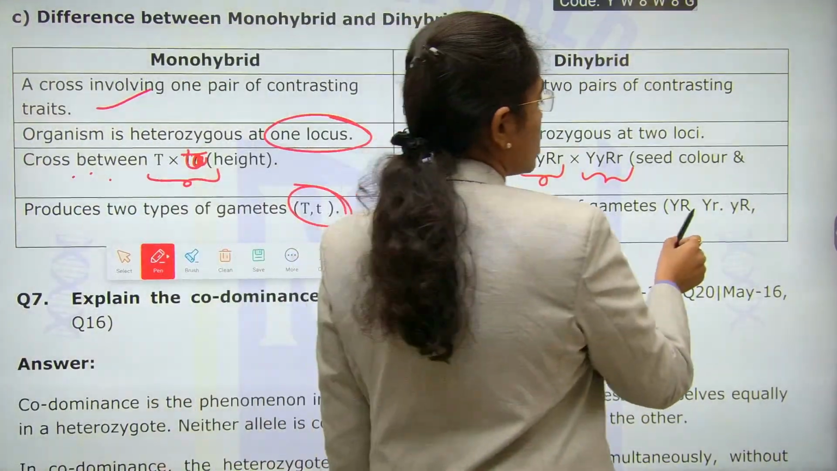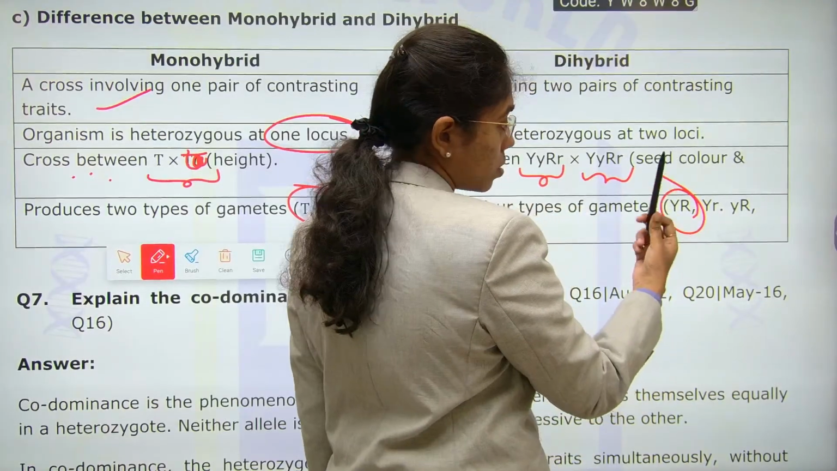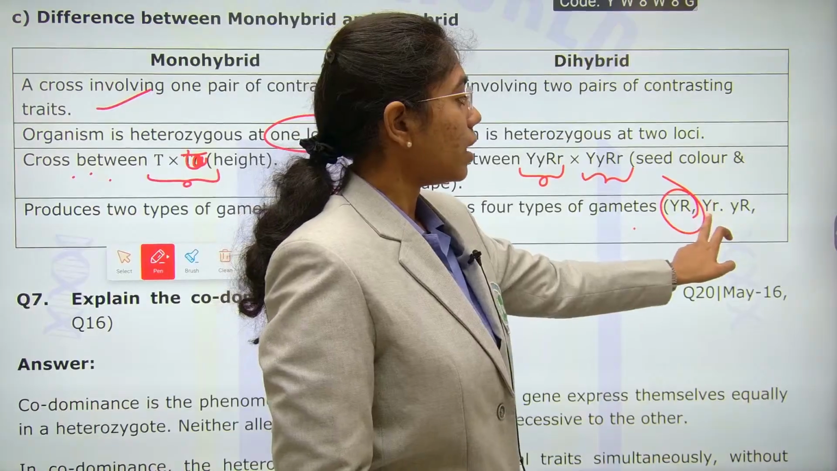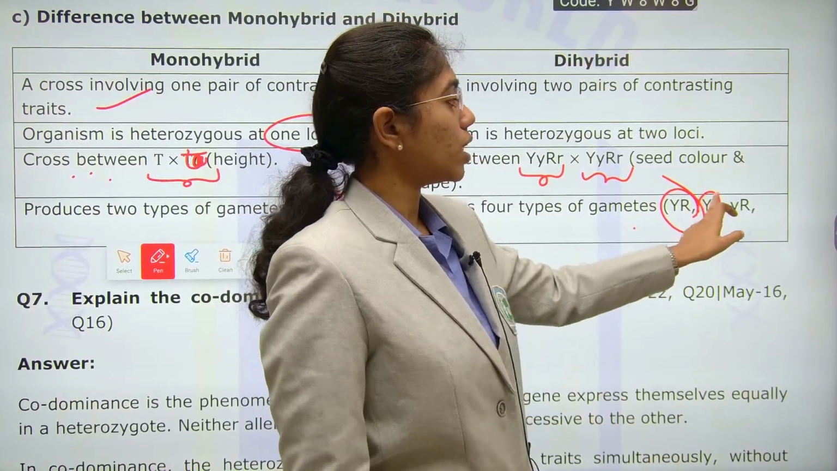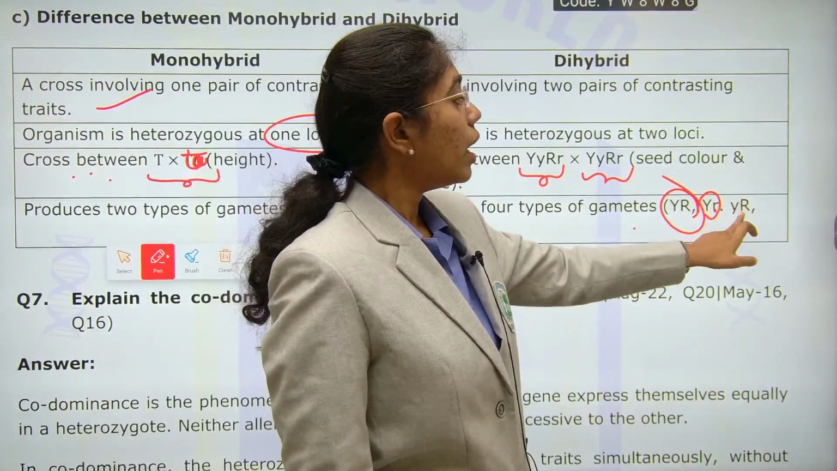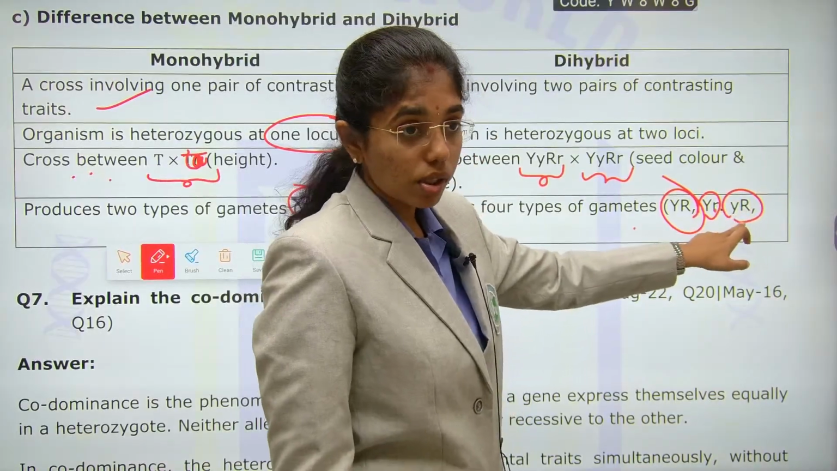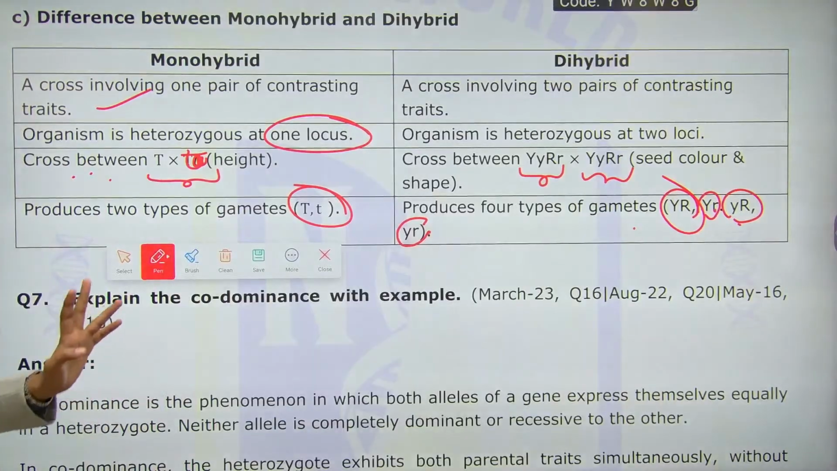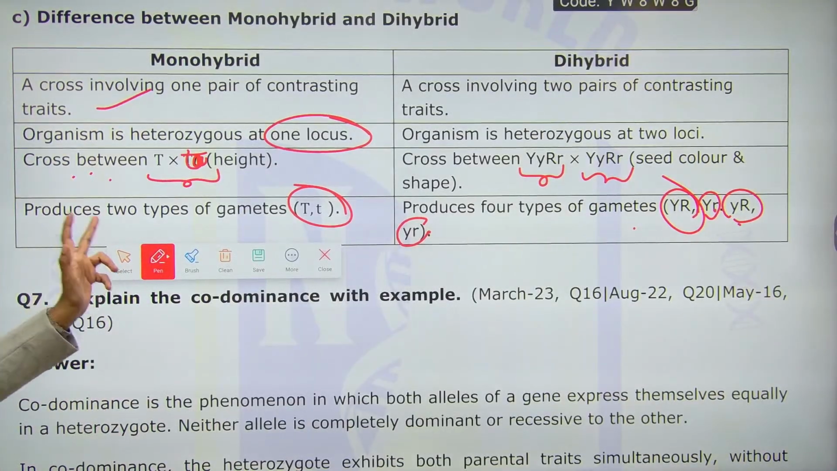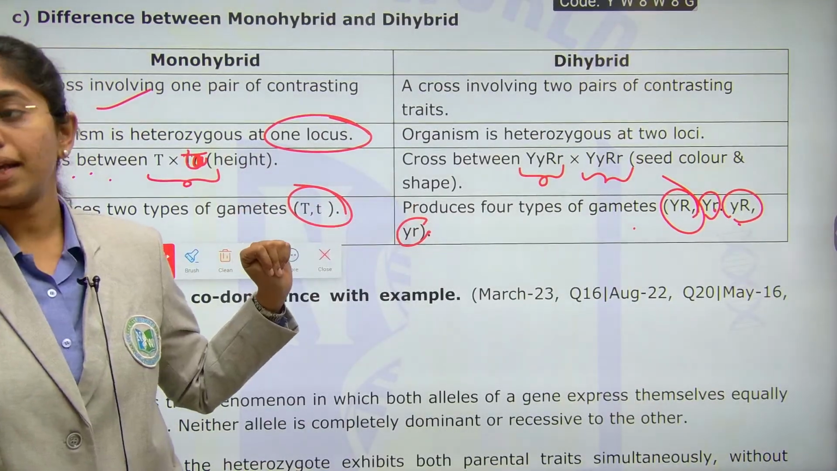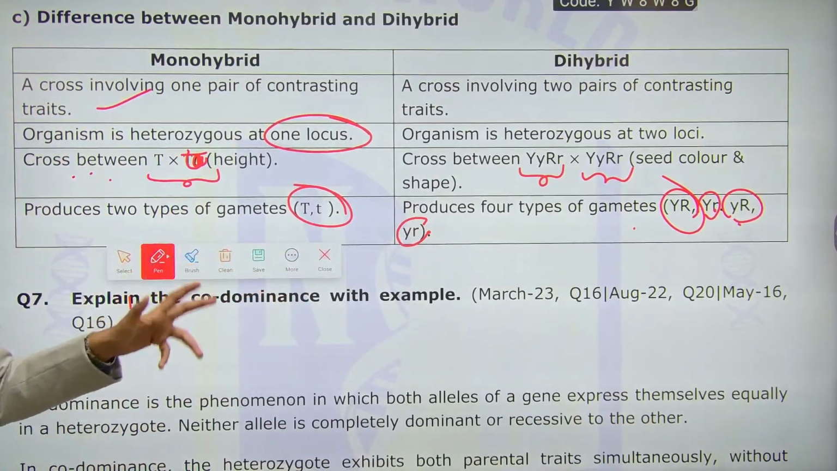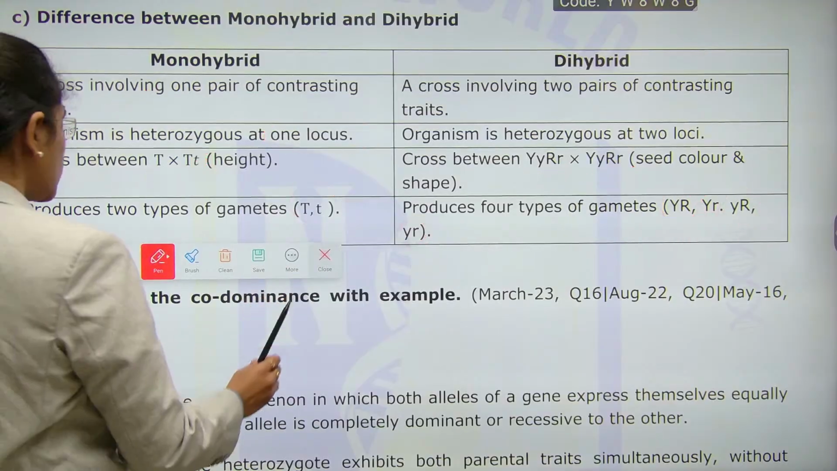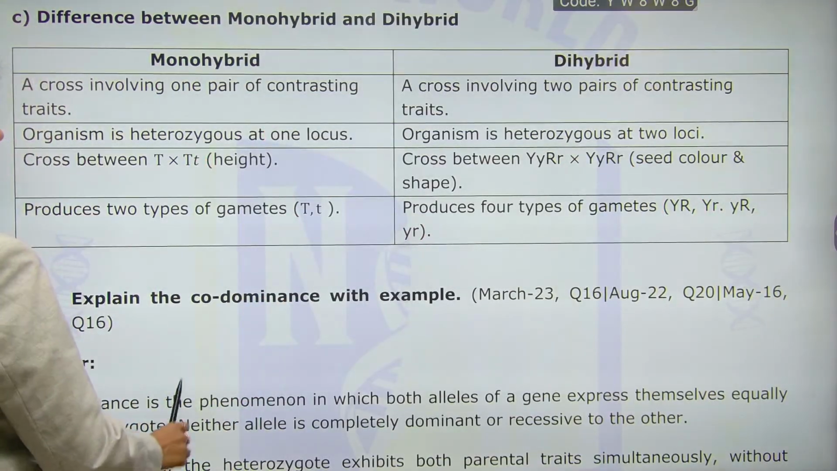One is yellow seed color and round seed shape, yellow and round seed. Second type of gamete is yellow seed with wrinkled shape of seed, and green seed with round seed shape, and wrinkled seed with green seed color. These are the four gametes which are taken in the dihybrid cross. Fine, right? And then explain the codominance with examples.